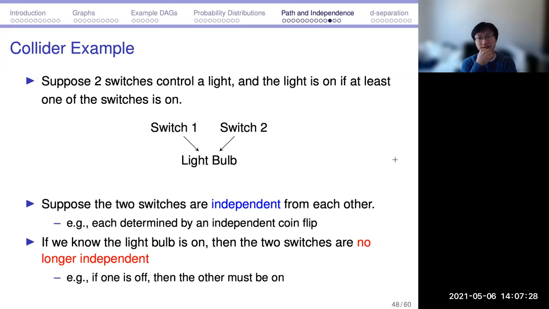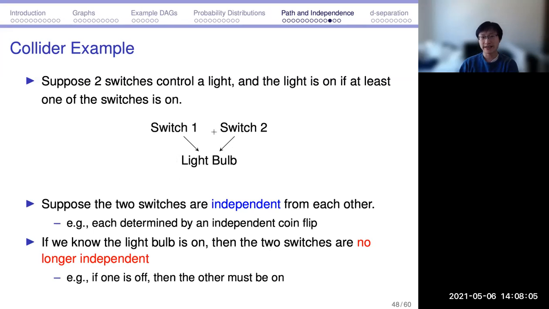Last time we talked about how these arrows can be interpreted as information flow. So if we think from the information flow perspective, then maybe you can think of things this way, although I admit that it's not at all intuitive. If you don't find it intuitive, you may want to just memorize the conclusion. But from the information flow perspective, we have information flowing from switch 1 to the light bulb, from switch 2 to the light bulb.